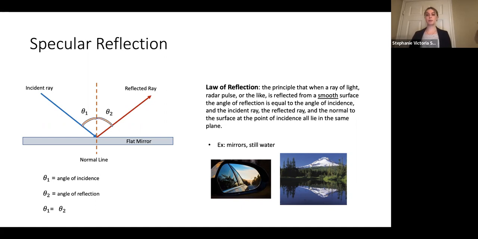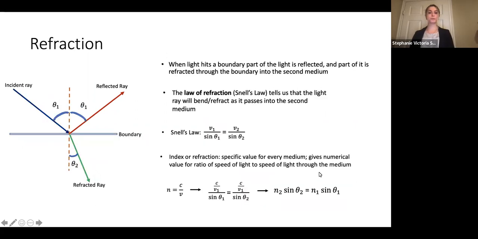And this can be seen with mirrors, like I said, but also very still water, as you can see in this image where the mountain is perfectly reflected off of the water and you see the reverse image.